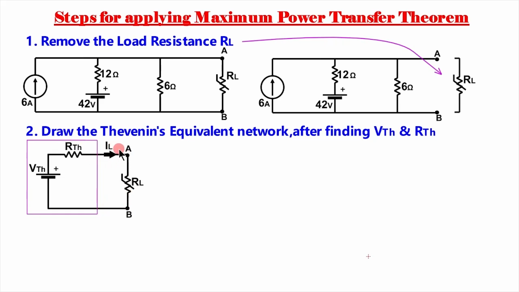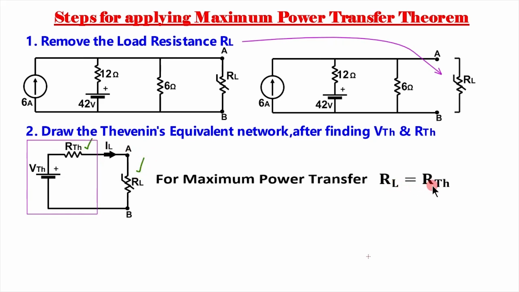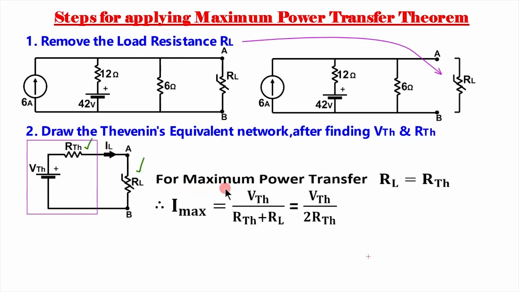IL is the load current. As per this power transfer theorem, for maximum power, the Thevenin equivalent resistance must be equal to the load resistance, that is RL is equal to RTH. We know that I is equal to V by R. Here V is VTH and the total resistance is this Thevenin resistance connected in series with RL. So I max is equal to VTH divided by RTH plus RL. As RTH and RL are equal, we can write it as RTH plus RTH, that is 2 RTH. So I max is equal to VTH divided by 2 RTH.